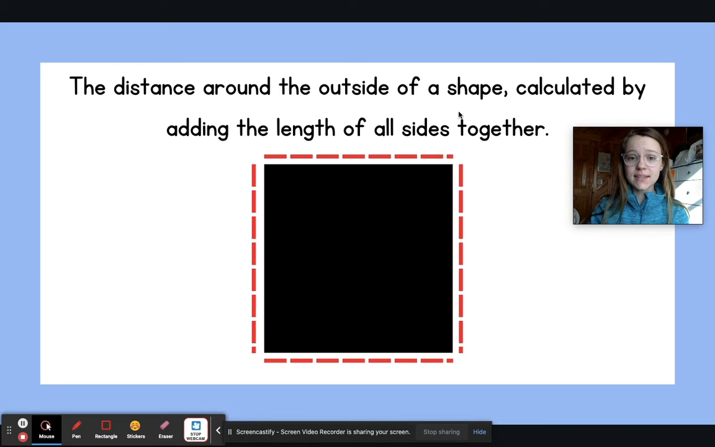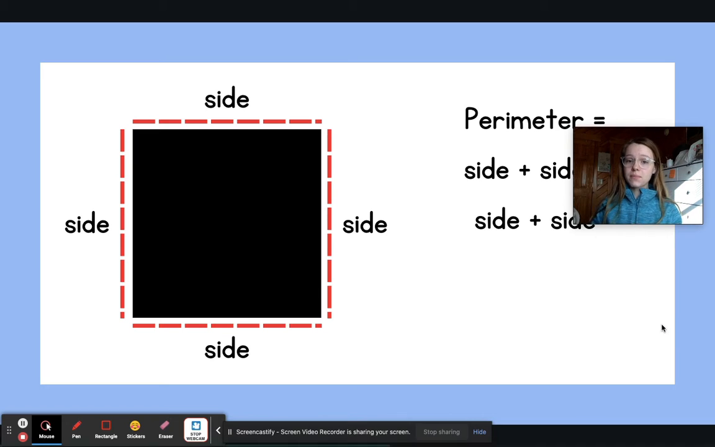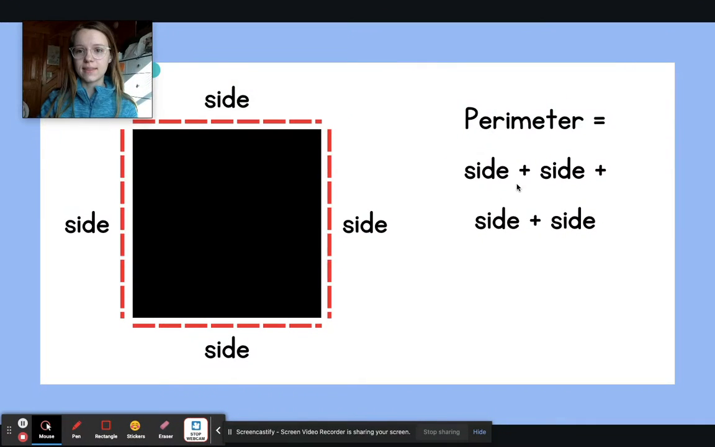So the distance around the square that I have for you here is outlined with the red dotted line. So you can see it's not anything in the middle, just the distance around the entire shape. Now, to find perimeter, we would take each of those sides individually. There's four sides because it's a quadrilateral. So we would take each of those sides individually and add them together. So it would look a little bit like this. Perimeter equals side plus side plus side plus side. So four sides added together.